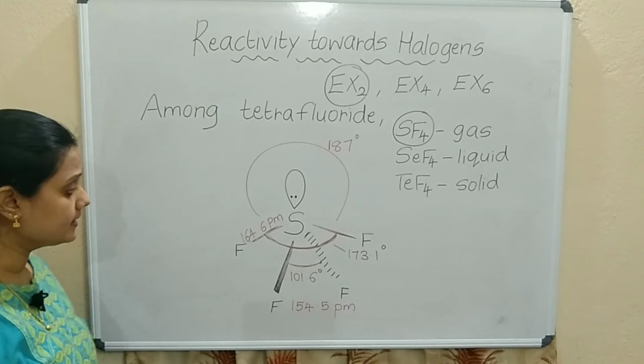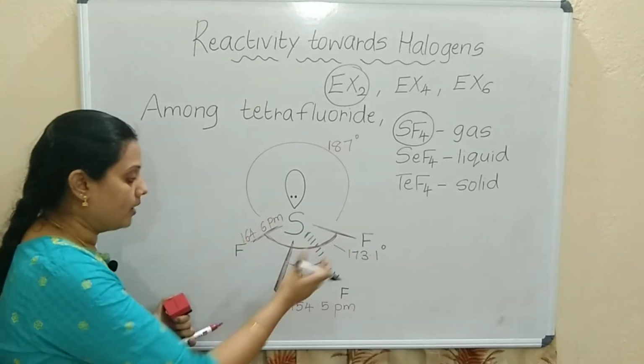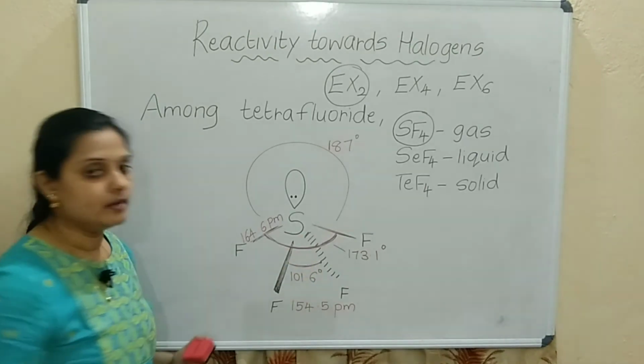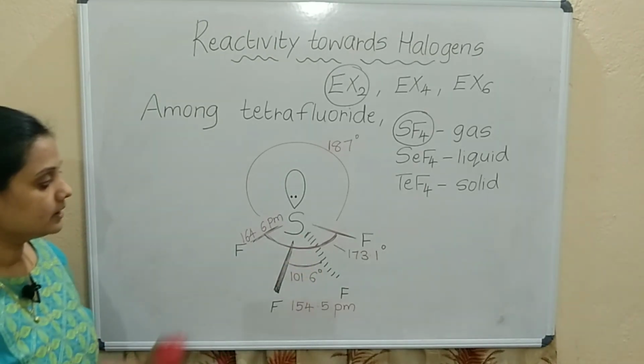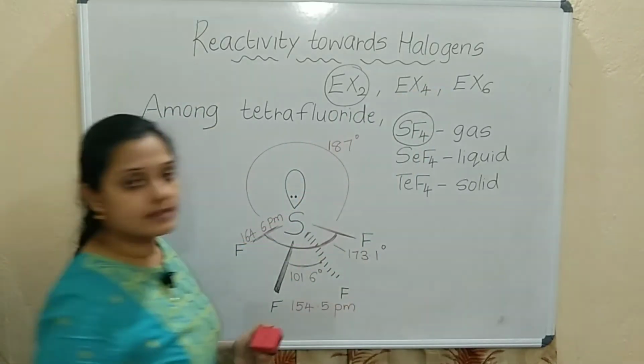What I want to say is the axial bonds, they are longer than the equatorial bonds. So just draw the structure for SF4. We will move to the next last one, that is EX6.